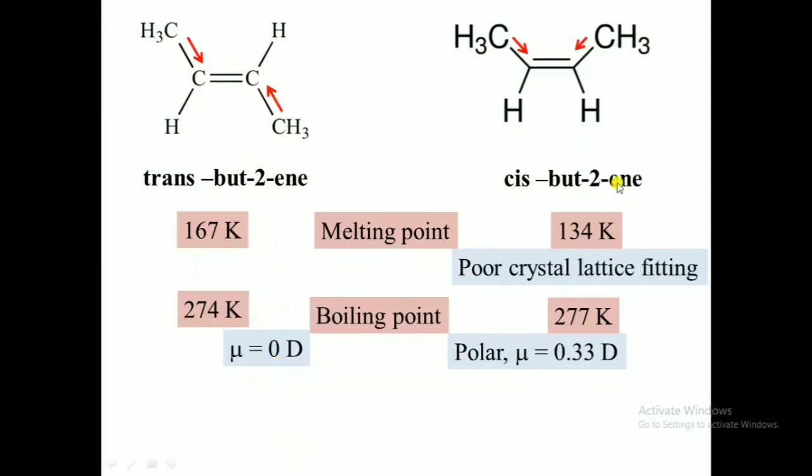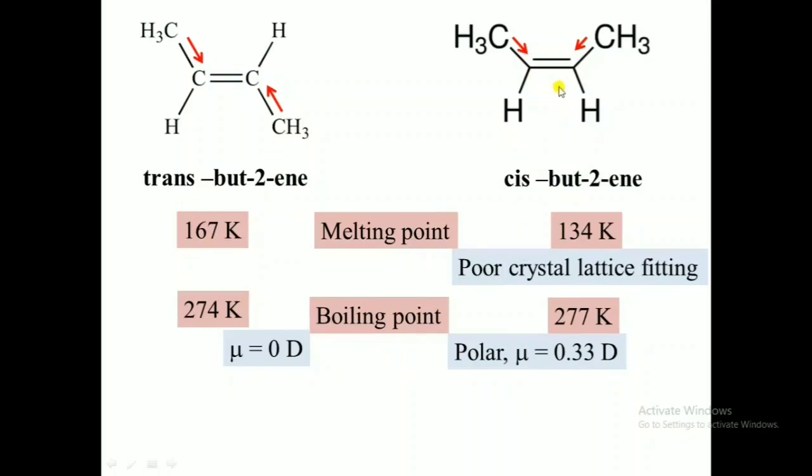Whereas in cis-butene, here again both CH3 groups will donate electron density, but if you take the resultant vector, that will be in this direction. So that has a polarity, I mean a dipole moment of 0.33. Polar means it has a dipole moment, meaning there is a charge separation, maybe a slightly higher negative charge here and a slightly positive charge here. So that makes this molecule polar compared to its trans isomer.